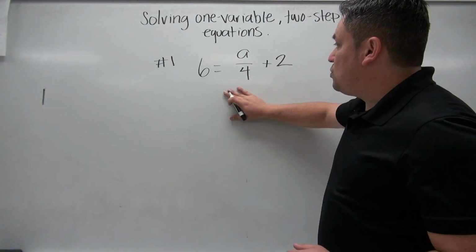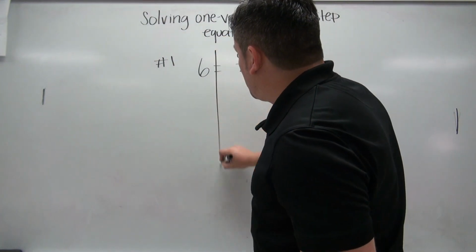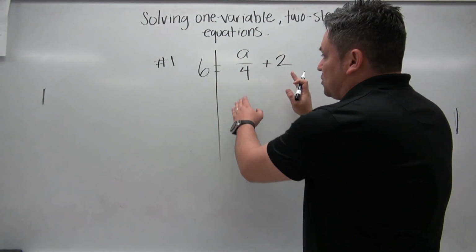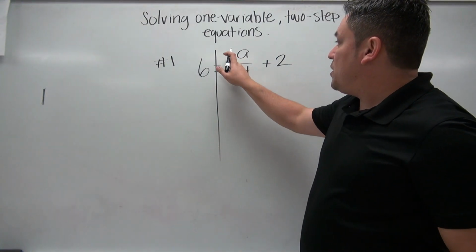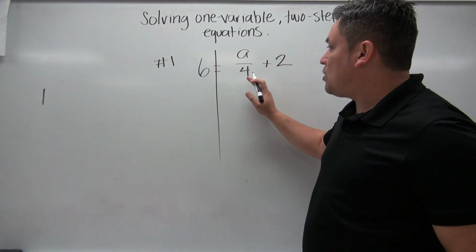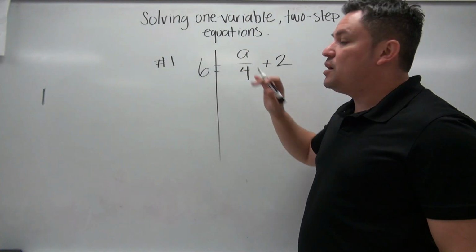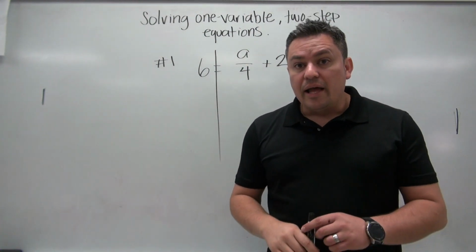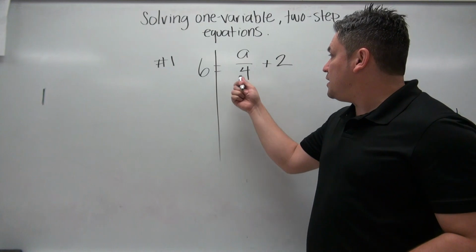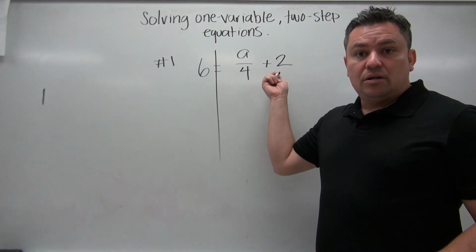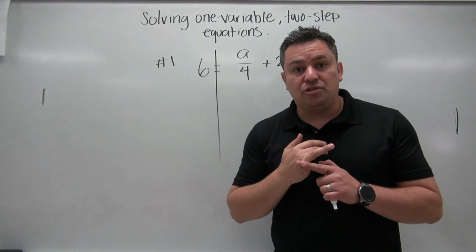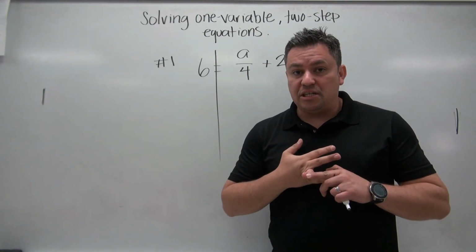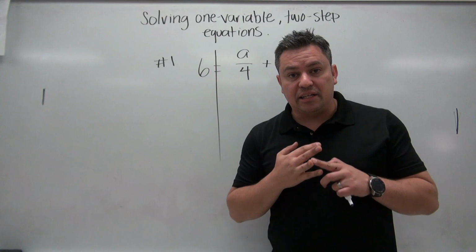So, in order to undo this, we're gonna focus on the same side where the variable is at. In order to get rid of everything here, we gotta start with whatever is farther away from the a. In this case, what's farther away from the a is gonna be the number 2. Now, you gotta start paying attention to your signs. You gotta be paying attention if they're positive or negative, because all that is gonna matter.